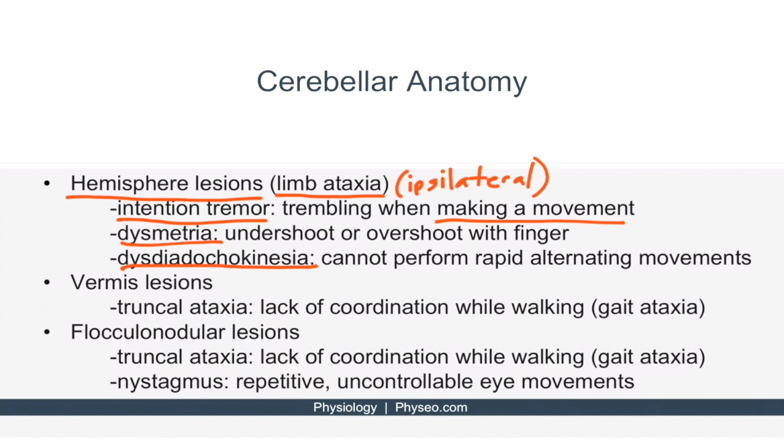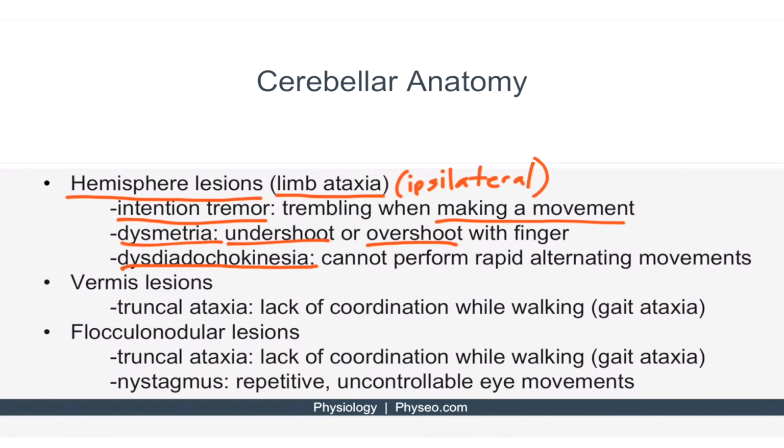Now, dysmetria is undershooting or overshooting with a finger. And this can be tested when a clinician asks a patient to touch his or her finger with the patient's own finger. And sometimes they'll overshoot it or undershoot it, and this is called dysmetria.